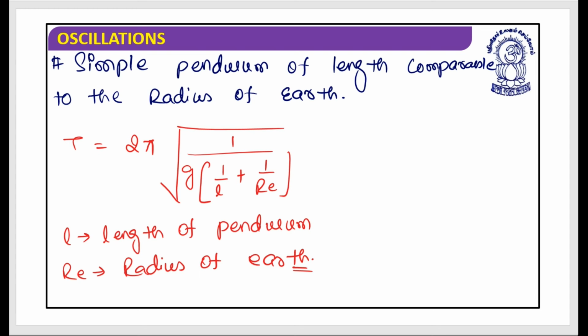So have you noted this? Have you noted this formula? It's T is equal to 2π under root of 1 divided by g into bracket 1/l plus 1/Re.